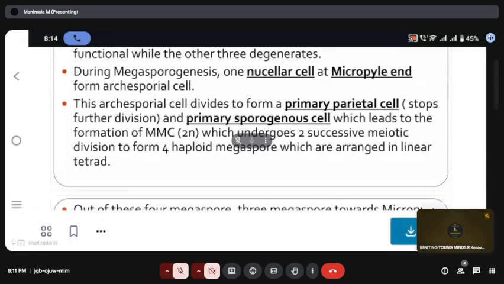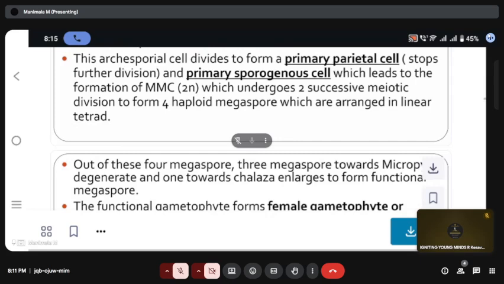It is arranged in a linear tetrad. In this structure, only the chalazal megaspore is what? Functional. Okay, and the other three? Degenerate. Later the functional megaspore will develop as what? The female gametophyte. So the megaspore will develop as the female gametophyte.